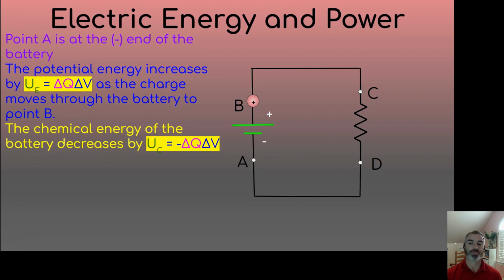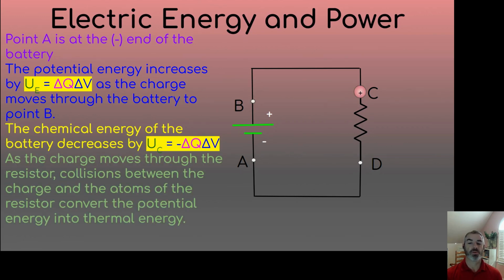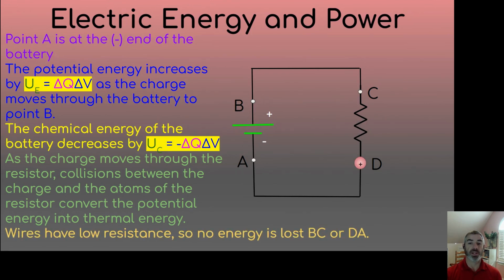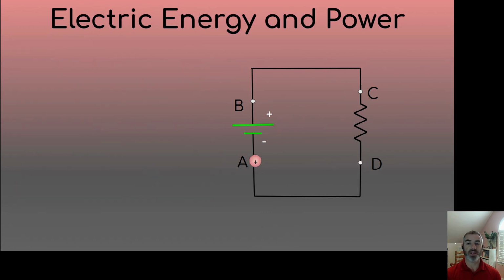Now, as the charge moves through the resistor, collisions between the charge and the atoms of the resistor convert this potential energy into thermal energy. So the resistor gets hot. And the wires have a low resistance, so there's no energy that's lost from point B to C or from D to A. So as that resistor gets hot, then it starts to glow if it's a light bulb.